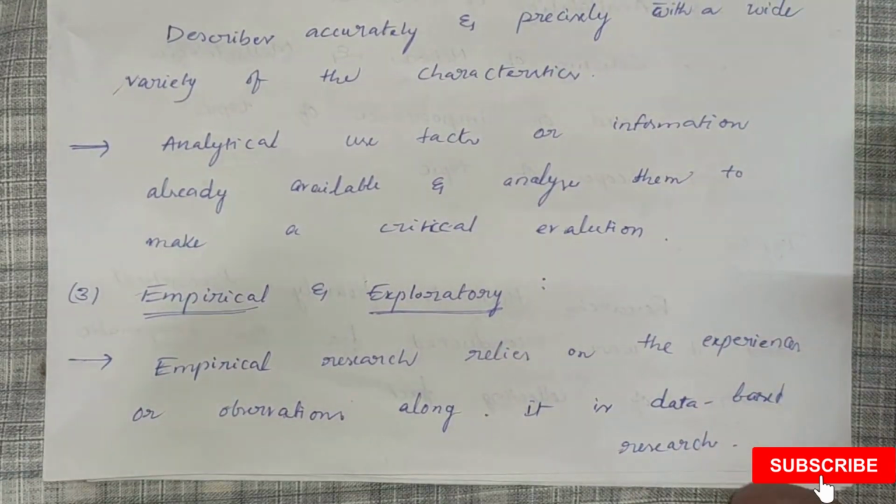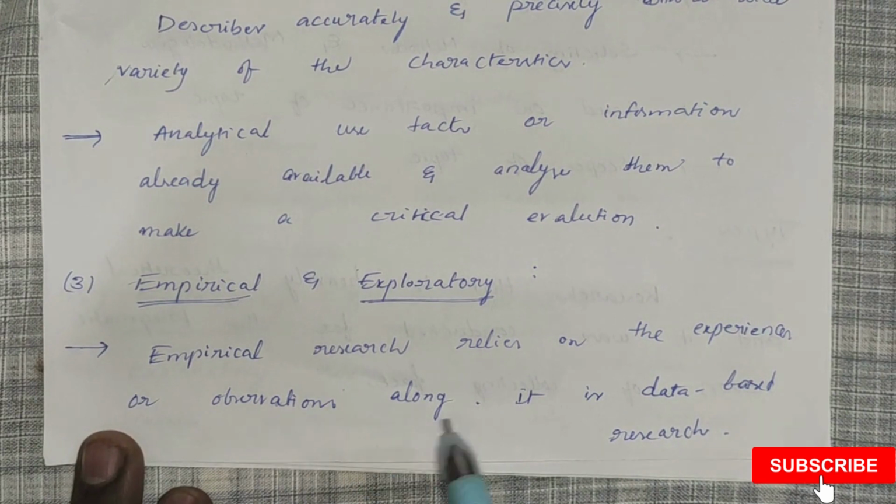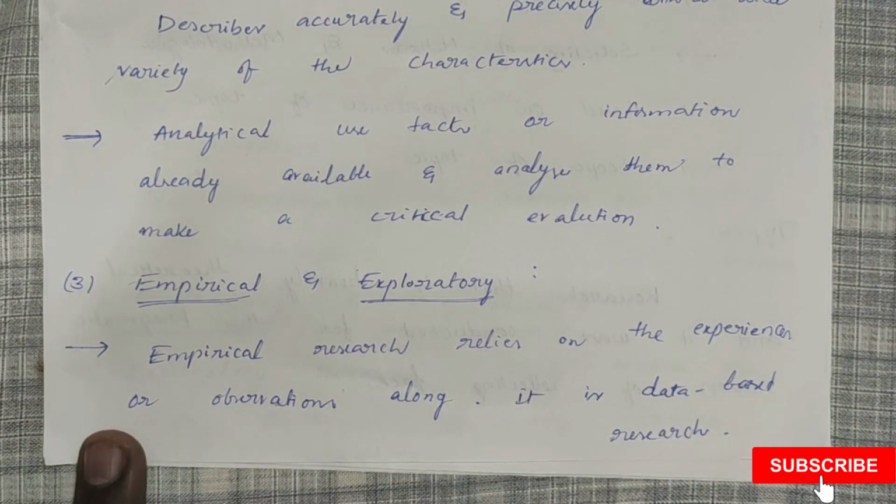Next, third one, empirical or explanatory. Empirical research relies on experiences or observations alone. Understand? It is data-based research. We'll see them one by one.